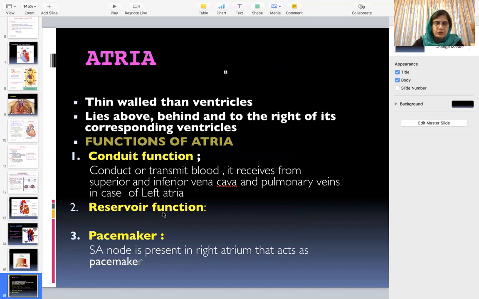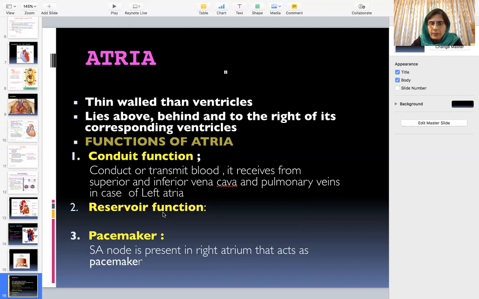Now the atria. The atria have thinner walls than the ventricles. Why a thin wall? If we see the cut section, the walls of the ventricles are usually thicker than the atria, because the atrium is called the primer pump. It has to pump the blood from the atria into the ventricles, whereas the ventricle has to pump the blood into the general circulation or to the lungs. So the wall of the atria is thinner as compared to the ventricles.